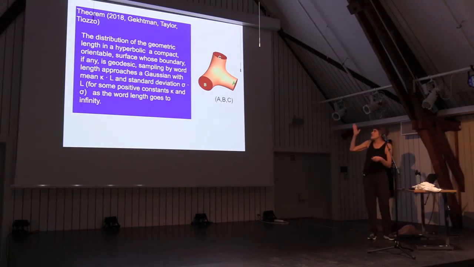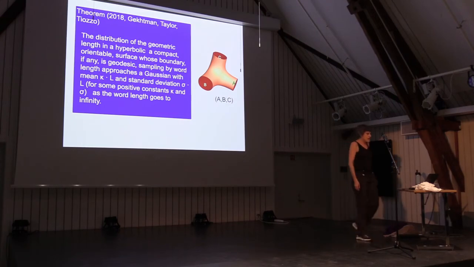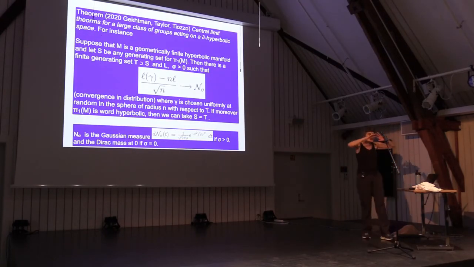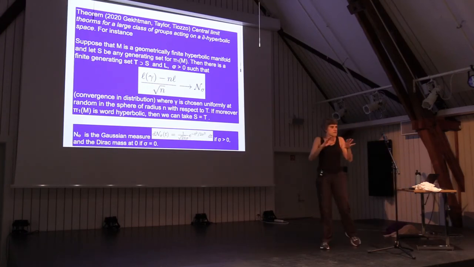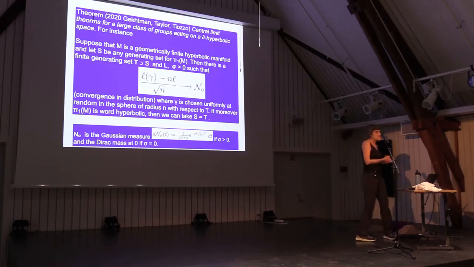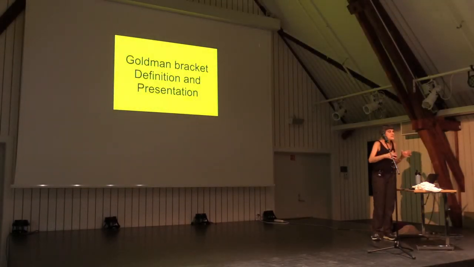And then a few years ago, somebody sent me this paper where they did work in that. It was proven by Gaiman, Taylor, and Tiozzo in a more general setting that the distribution of length goes to a Gaussian, and they even made it more general. There's a central limit theorem now for many hyperbolic manifolds in a wide variety of cases, that the little conjecture we have, the distribution of length sampled by word length, is a Gaussian. So that's good news.